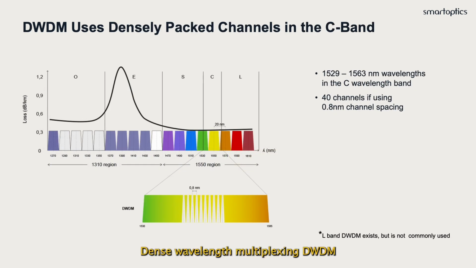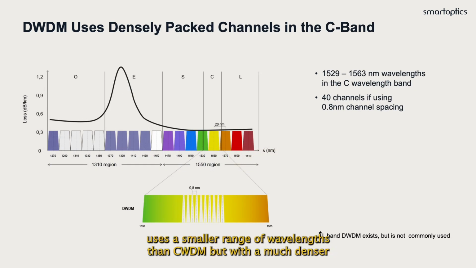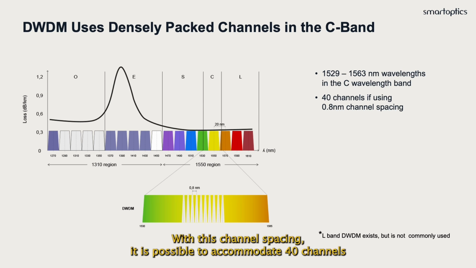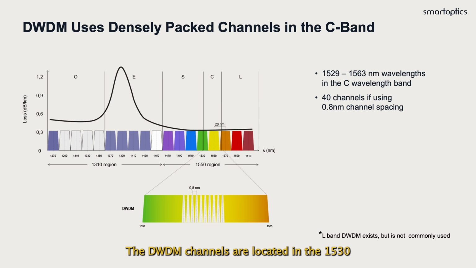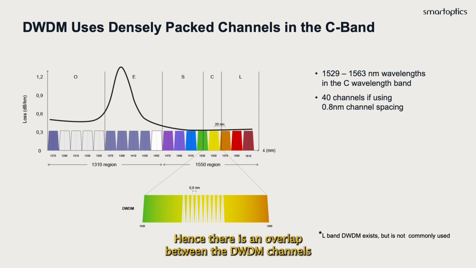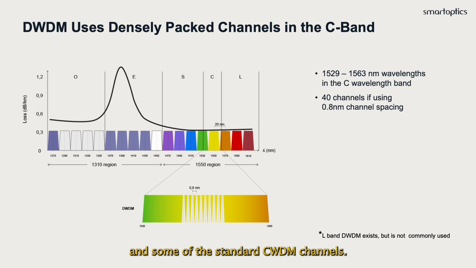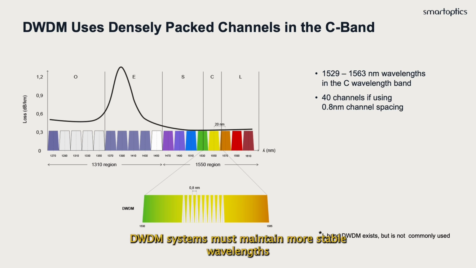Dense wavelength division multiplexing, DWDM, uses a smaller range of wavelengths than CWDM, but with a much denser channel spacing of only 0.8 nanometers or less. With this channel spacing, it is possible to accommodate 40 channels or more over a single fiber strand, with the channels used either all in one direction or for full duplex traffic. The DWDM channels are located in the 1530 to 1565 nanometer wavelength range, called the C-band of the fiber. Hence, there is an overlap between the DWDM channels and some of the standard CWDM channels.